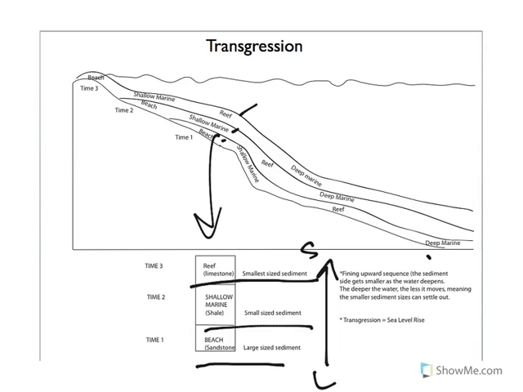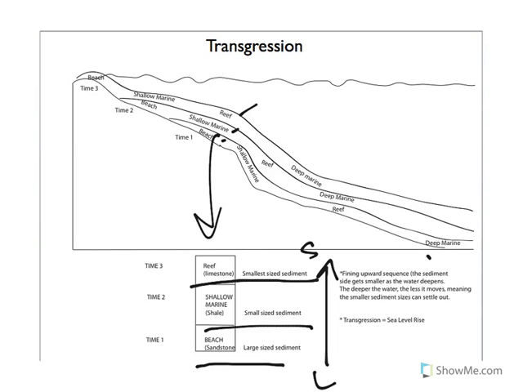The deeper the water, the smaller the particle size. The deeper the water, the slower the water moves. So that allows those small grain sizes to get deposited out. At the beach, there's a lot of energy there, so only your bigger grain sizes are going to get deposited at the beach. So, a transgression is a sea level rise.